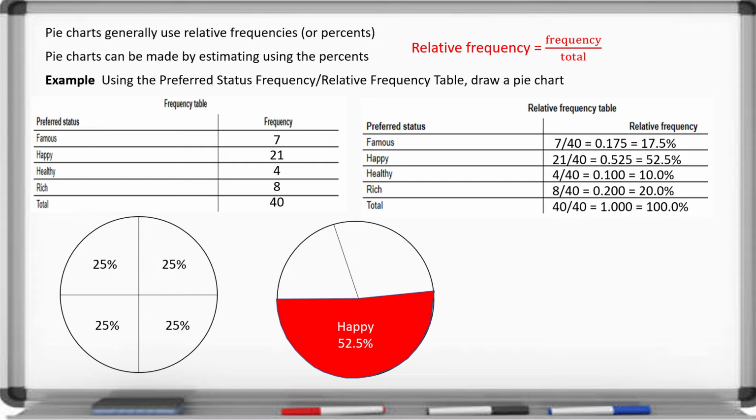All right, so next we want to do rich, which is about 20%. But we know 20% is a little bit less than 25%, so I'm going a little bit before the 25% line, and this will be rich. Next, let's do healthy. Let's say 10%. We know that 10% is half of 20%, so we're going to draw the line so that it's half of the rich percent, about there. And then the last one has to be the rest of the circle, which in this case is famous.